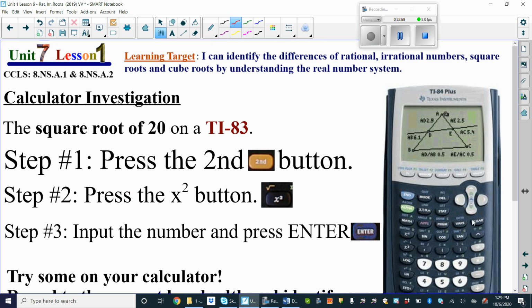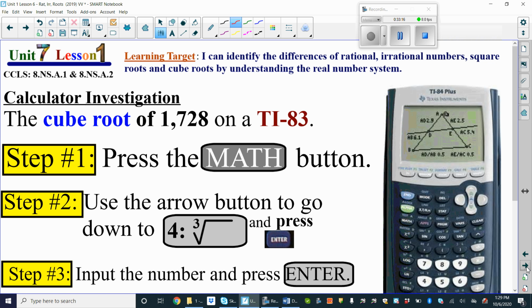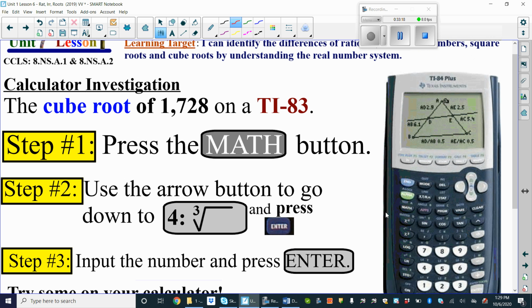The next slides are just your checklist. So they're again just going through how to write the square root of a number in your calculator. So again, you hit the second button, then the squared button, and then hit the button enter with the numbers underneath it. And the next one also teaches you how to write the cube root into your calculator and then enter it.